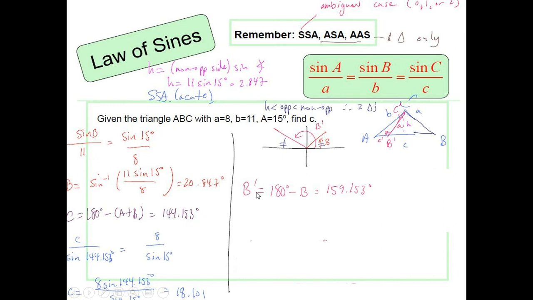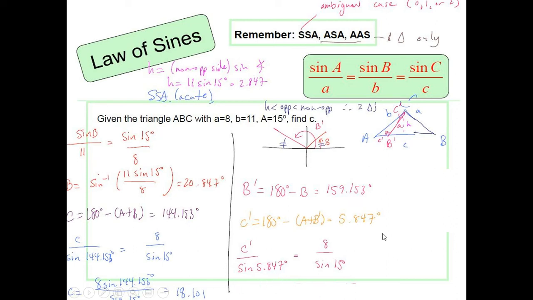So B prime, we'll call it. B prime is 180 degrees minus my original B, which would give me 159.153 degrees. So that's this angle here. Now I'm going to do the same thing to find C prime, which is 180 minus A plus B prime, and that gives me a tiny little angle of 5.847. For little c prime, we're going to use the same formula, except now we're going to use this smaller angle.